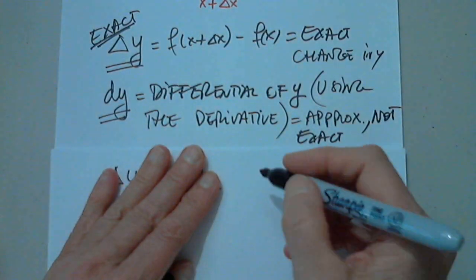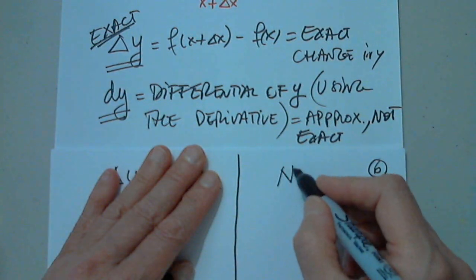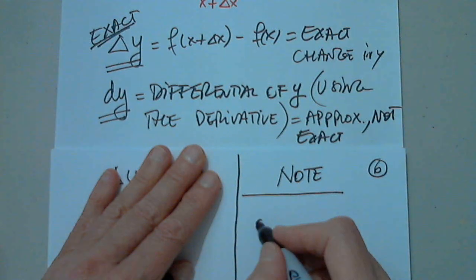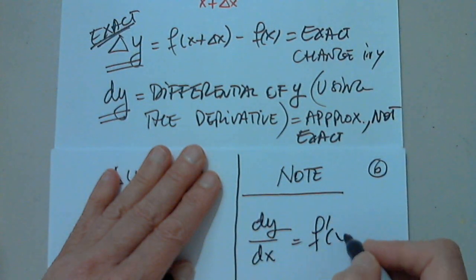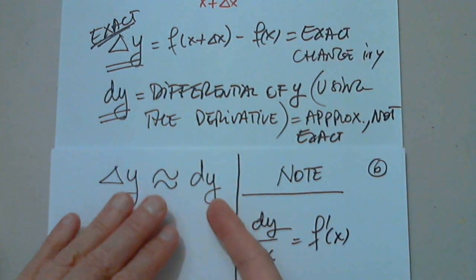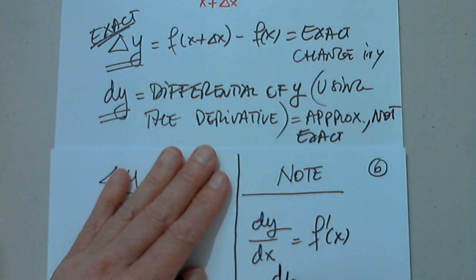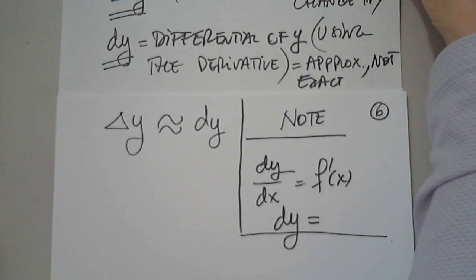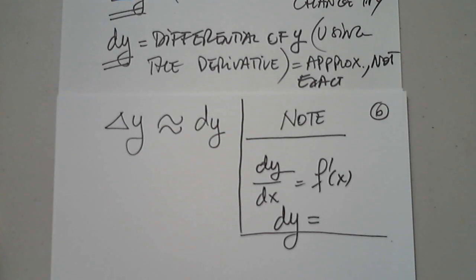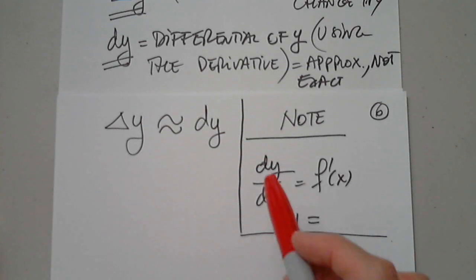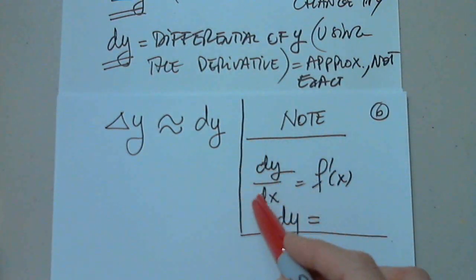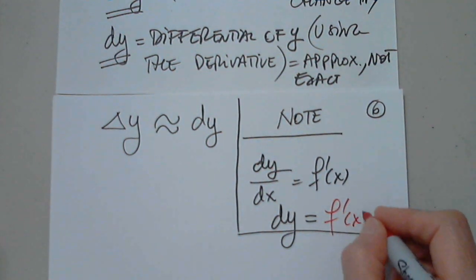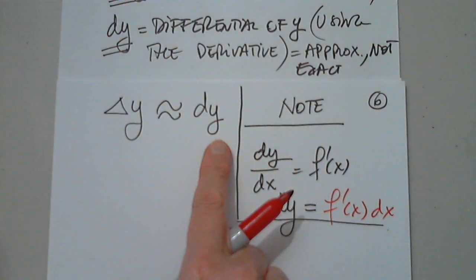Now, before I continue here, I need a very important note. Dy over dx is the same with f prime of x. Can anyone solve this equation for dy? And I will write it here. It's just f prime of x dx. Perfect. Thank you so much. So this is what I need to replace dy by.